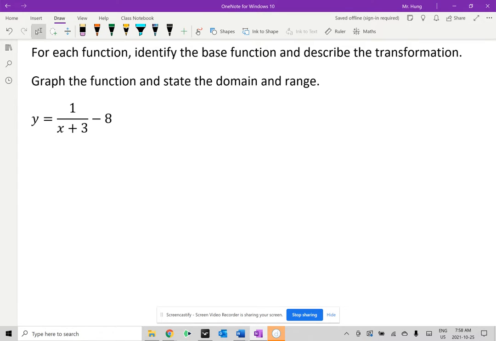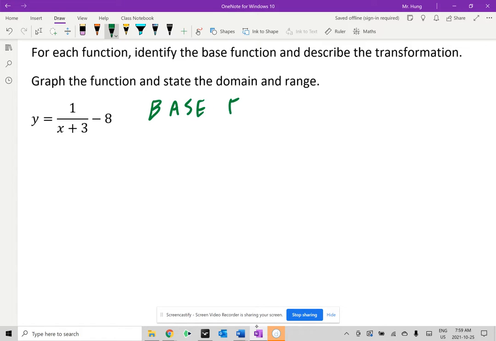Hi everyone, let's take a look at the following example. For each function, identify the base function and describe the transformation. Graph the function and state the domain and range. So in this case, we have y equal to 1 divided by x plus 3 minus 8.